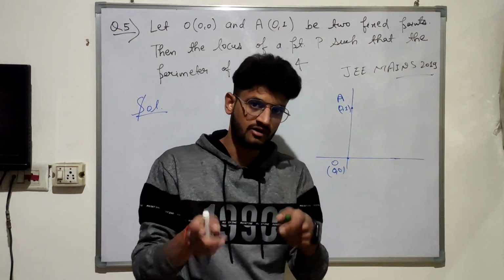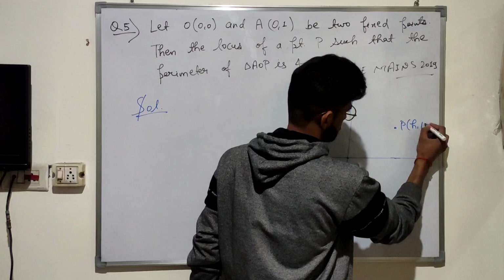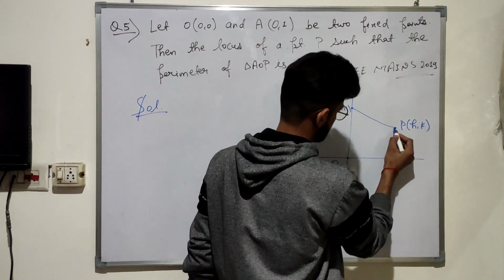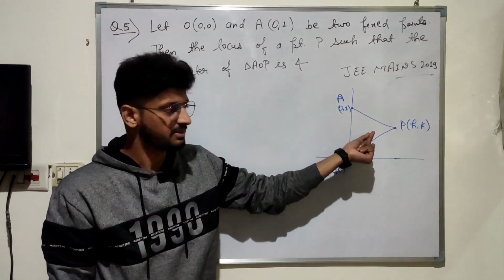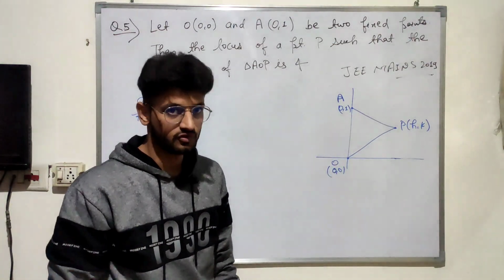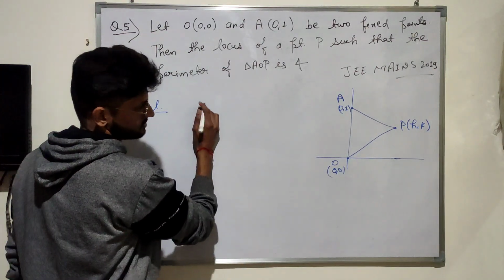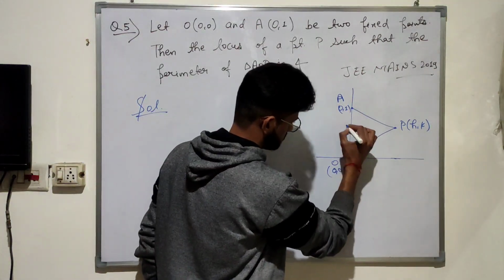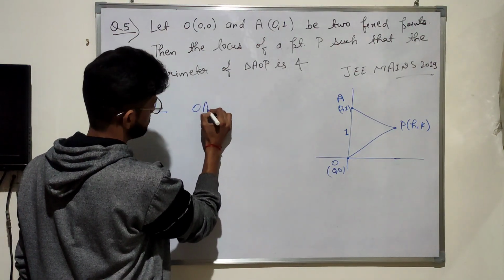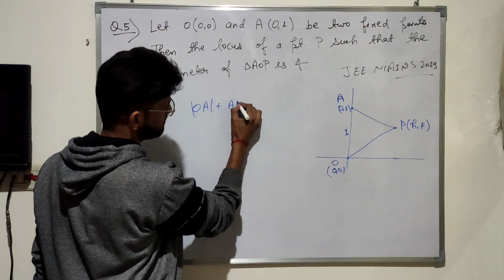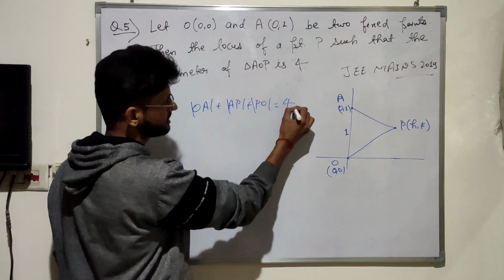So we need to take our variable point P. Let's say we are taking P to be here, and let's say this is H, K. It has been given that area of triangle AOP. Sorry, area is not given. Perimeter is given, that it is equal to 4 units. So we can find this distance, it is obviously 1 unit. So now we have been given distance of OA plus distance of AP plus distance of PO. This is going to be 4 units.